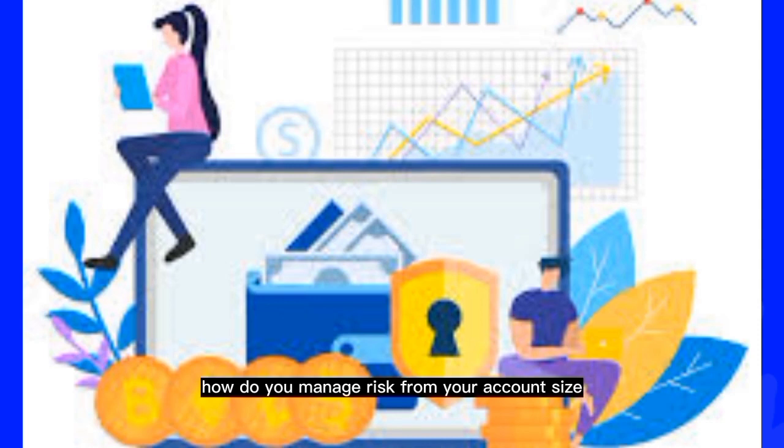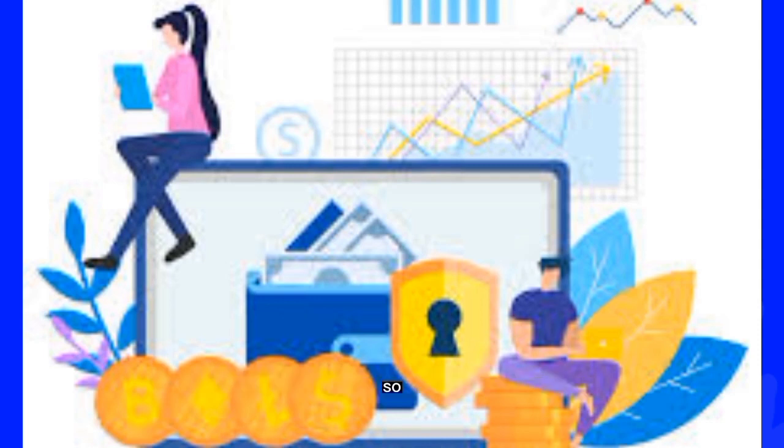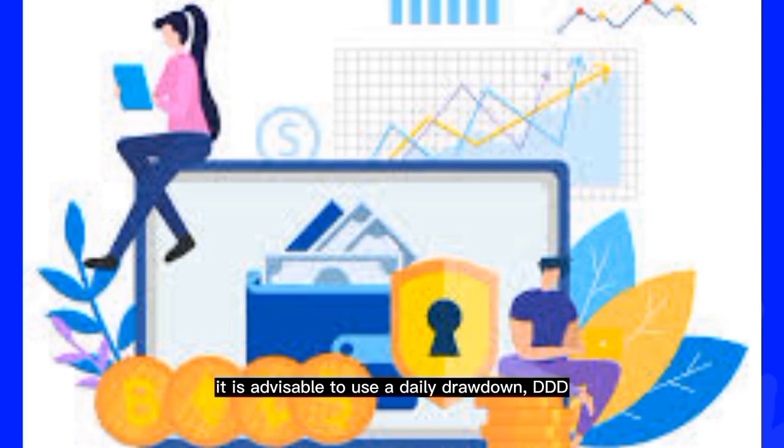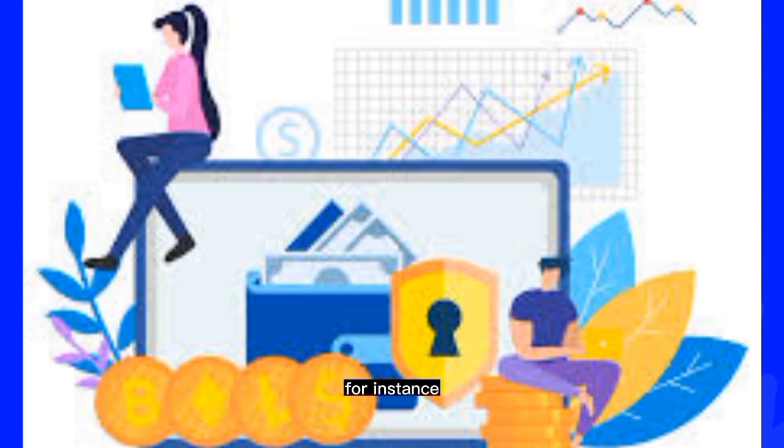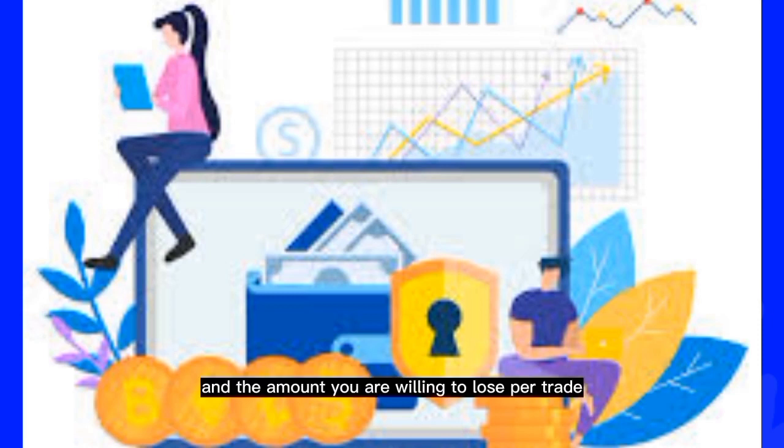So how do you manage risks from your account size? To manage risks from your account size, it is advisable to use a daily drawdown. A daily drawdown is the maximum amount of money you can afford to lose per day, which is in percent. For instance, let's say your daily drawdown, the DDD, is 10%, and the amount you are willing to lose per trade is 2%. So you will have to discipline yourself to open only 5 trades per day.